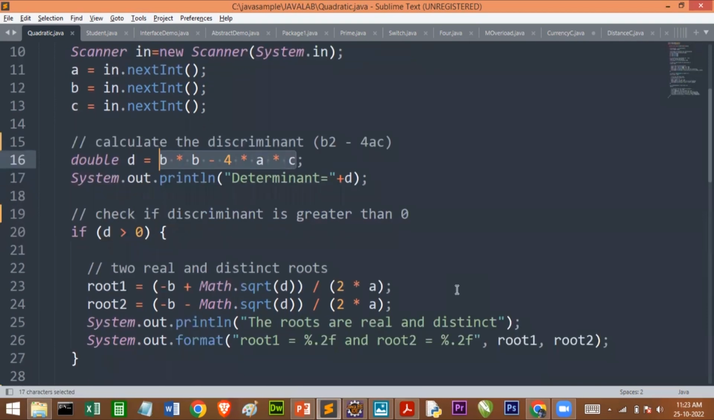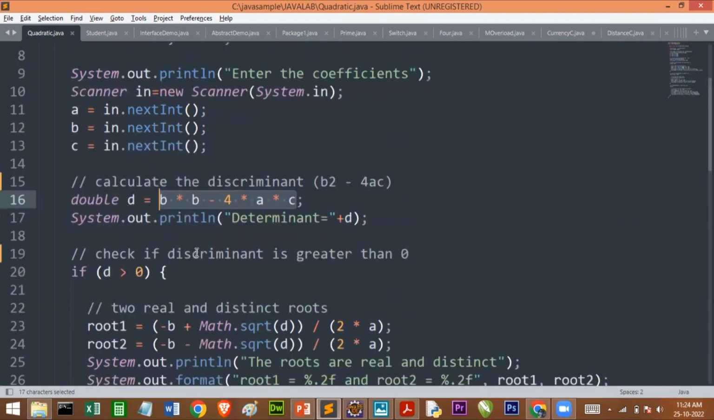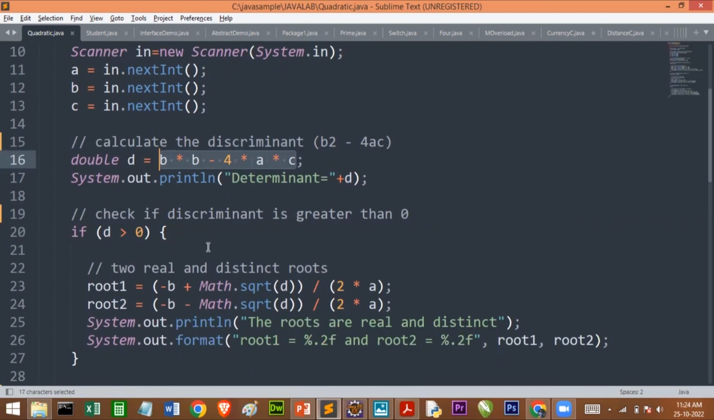Based on the discriminant value, if it is equal to 0, or greater than 0, or less than 0, I'll get different roots. So I'm checking here, if the discriminant value is greater than 0, my roots are real and distinct. It all depends on the values of the coefficients you are giving.